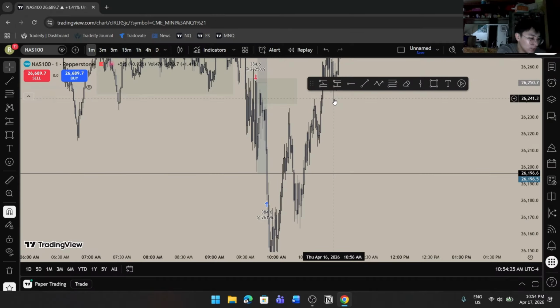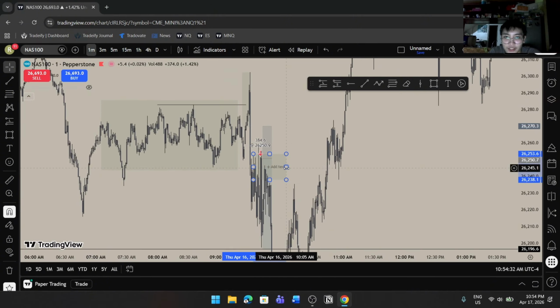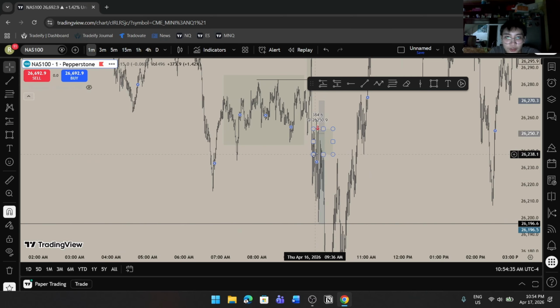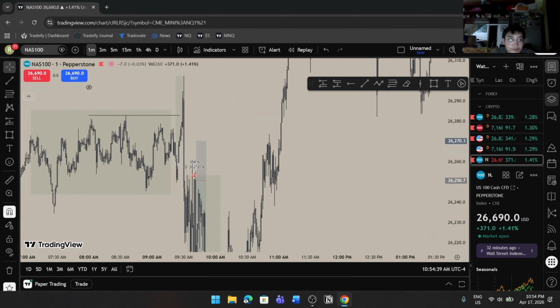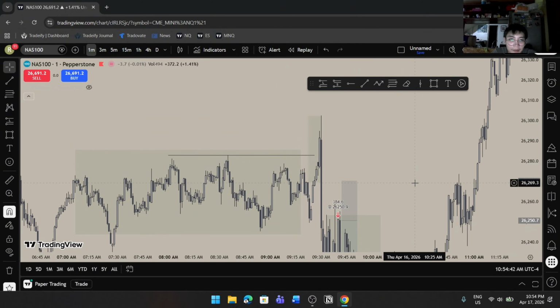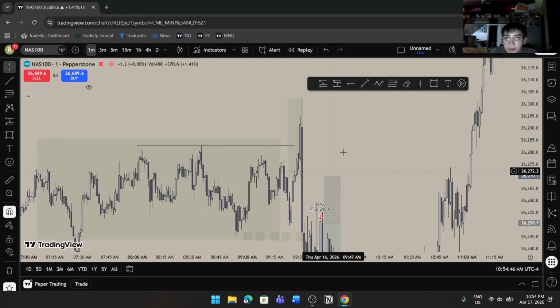Wait a second, my mouse is falling around and I can't move properly. Anyway, this is just literally accumulation, manipulation, and this is just distribution to the downside, right? This is a perfect AMD. But obviously, you're not going to be able to see this distribution quite yet. But this was a perfect accumulation, manipulation, distribution.